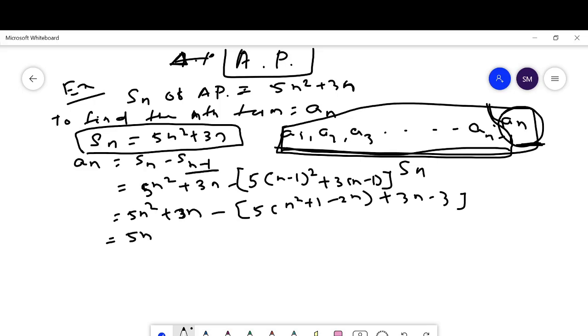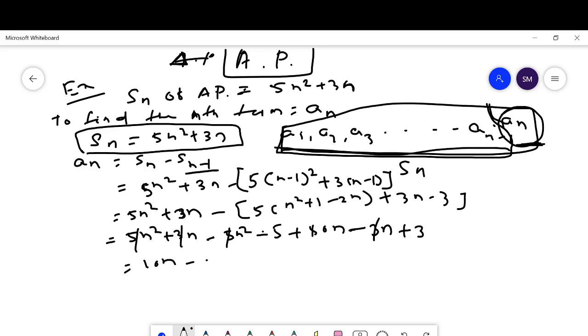Then this is equal to 5n square plus 3n minus 5n square minus 5 plus 10n minus 10, minus 3n plus 3. Here 5n square cancels, and plus 3n minus 3n cancels. Then we have 10n minus 2 minus 5 plus 3, so an is equal to 10n minus 2. Then we get the answer: the nth term is 10n minus 2.